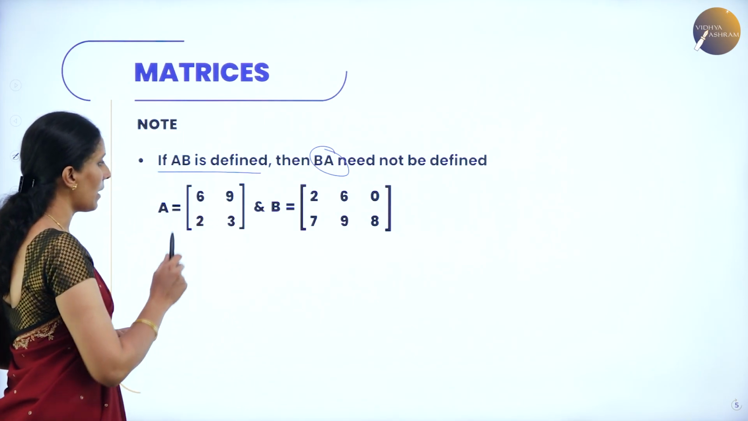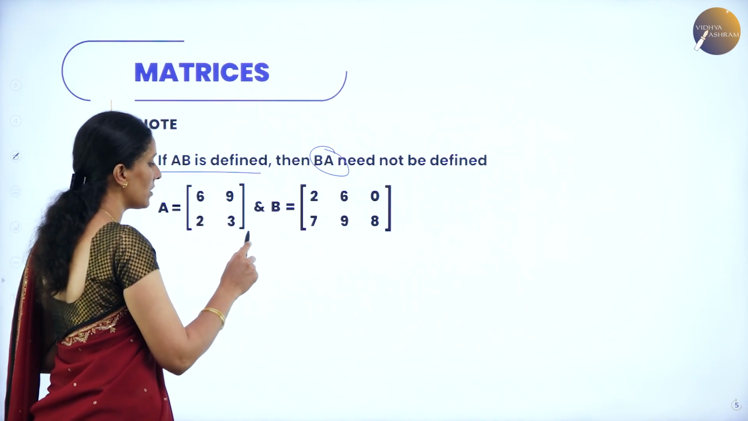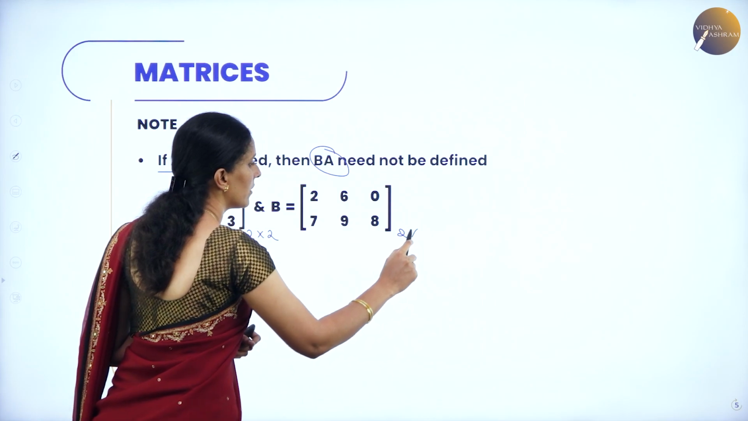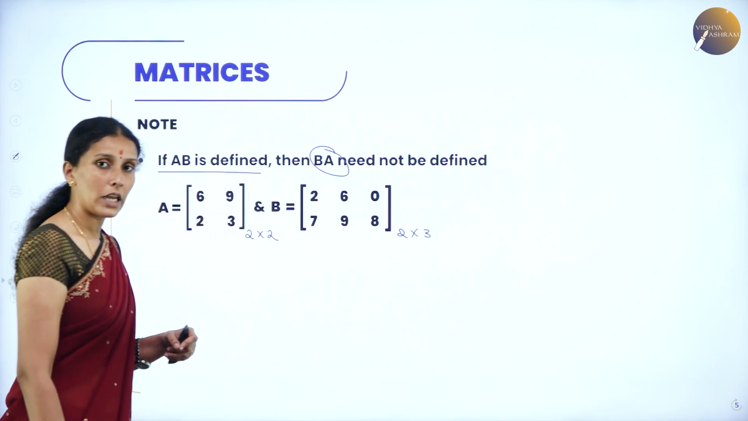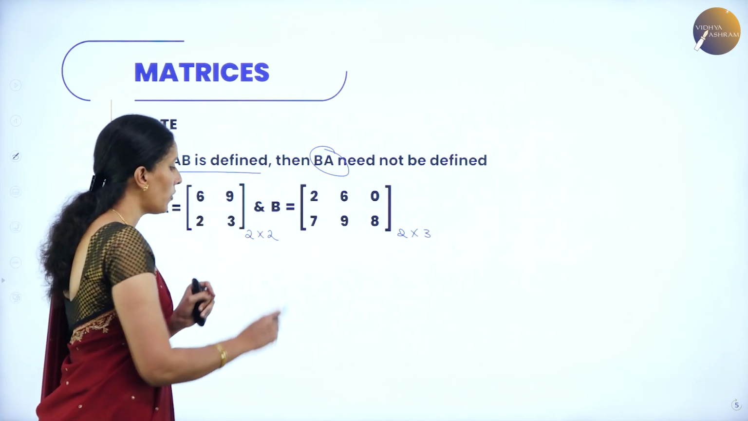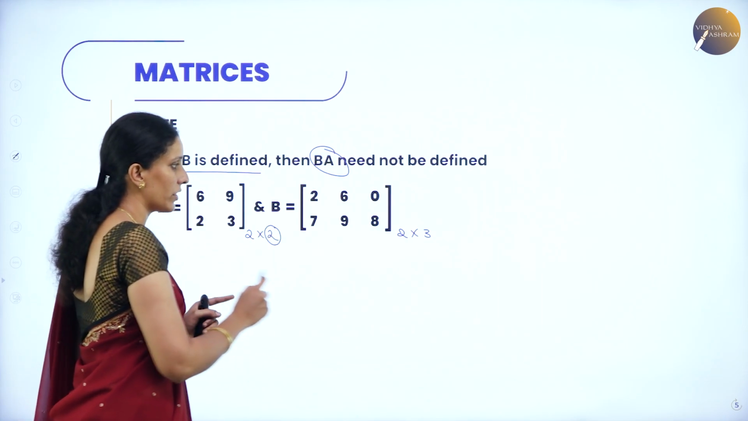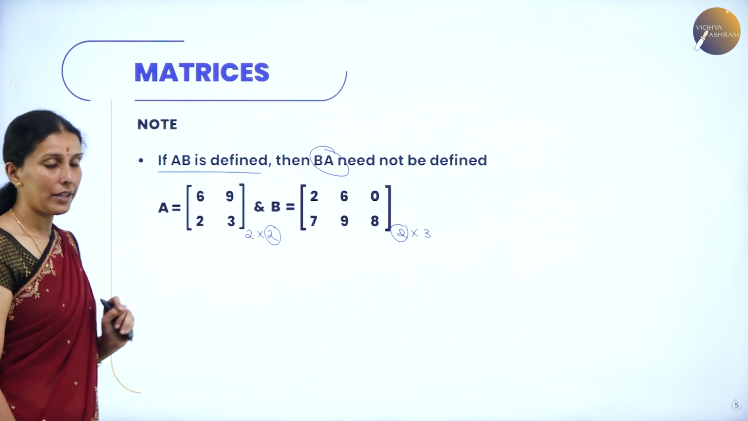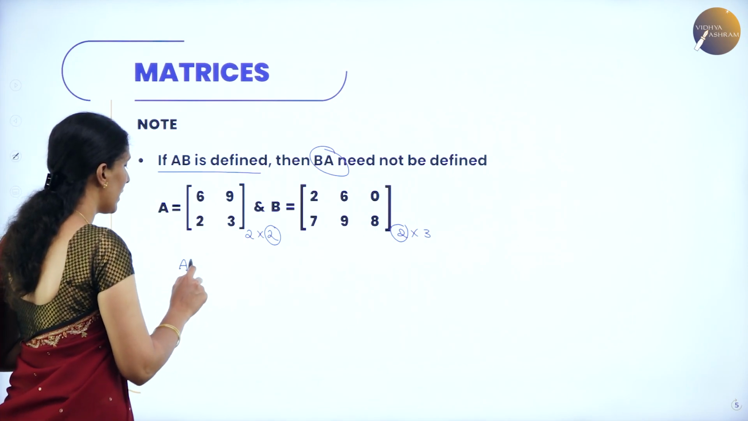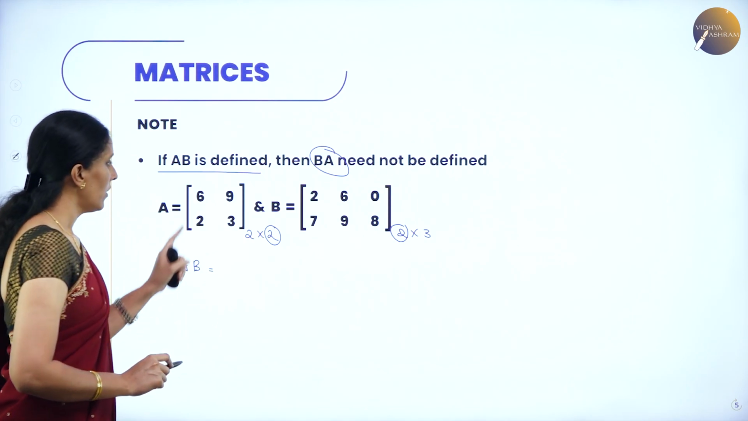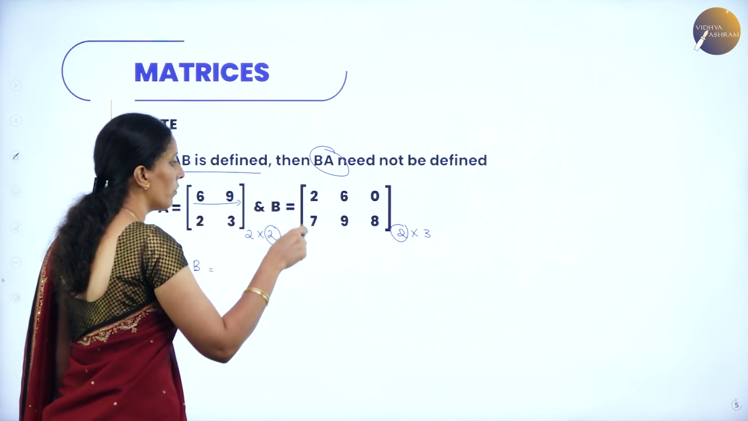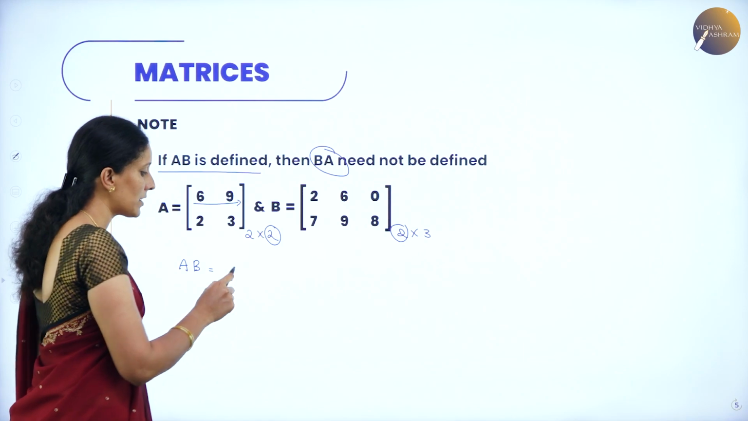Let us take an example here. We have 2 rows, that is a 2 cross 2 matrix here, and this is a 2 cross 3 matrix, 3 columns. So here, the number of columns in the first matrix is equal to the number of rows in the second matrix. So we can define the product AB. So that is AB, see, first row into first column. So multiply first row with all the columns. So there must be 3 elements.